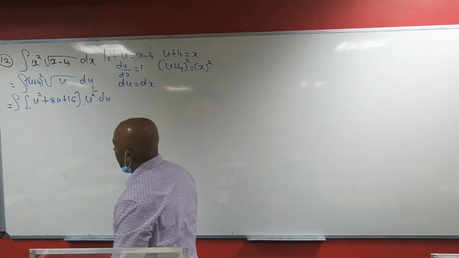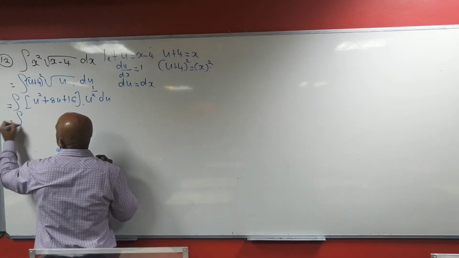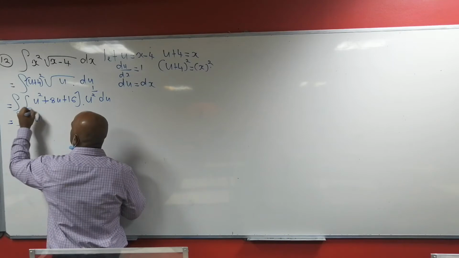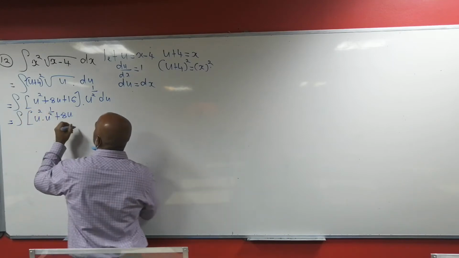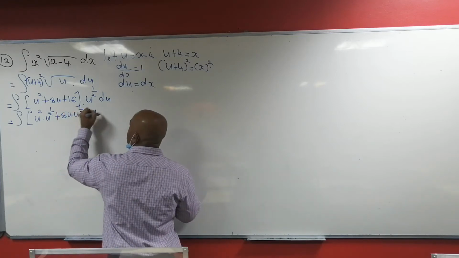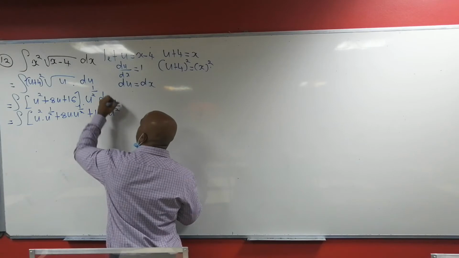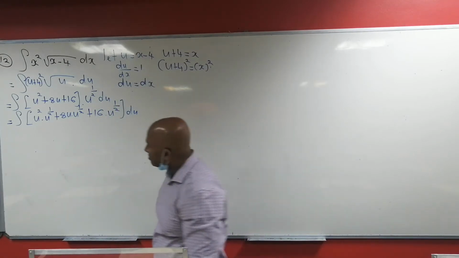Right, so now you know, it's just the process to follow. Remove the brackets because this is not in standard form. So I've got u squared times u to the power half plus 8u times u to the power half plus 16 times u to the power half du. Easy. You can see that?